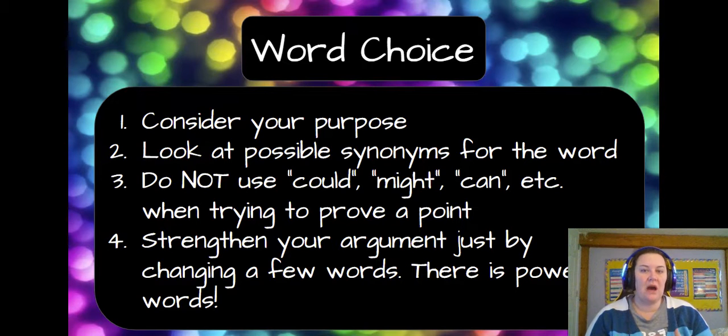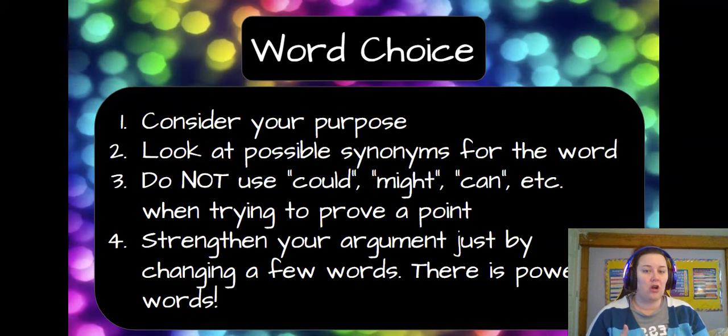Then you're going to look at possible synonyms for certain words. As you go across rereading your paper, look for possible synonyms that might work with that word. Do not use words like could, might, can. These words imply that there is a chance that it could not, or it might not, or it cannot. When you're trying to write a thesis-driven academic essay, you want to take away that doubt from your reader because you're trying to prove your thesis.